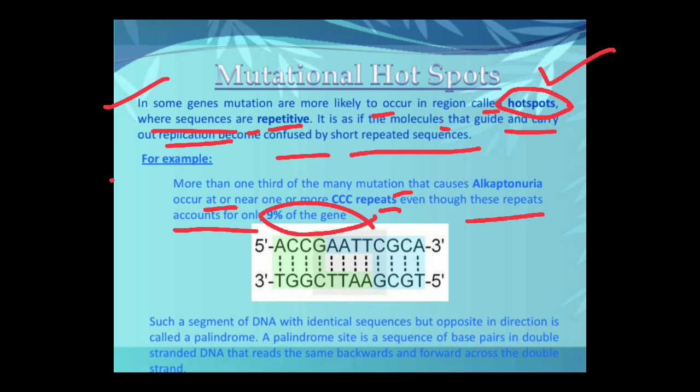Such a segment of DNA with identical sequences but opposite in direction is called a palindrome. A palindrome site is a sequence of base pairs in double-stranded DNA that reads the same backwards and forward across the double strand. This is an example of 3' and 5'. Palindrome I have already explained in the earlier lecture videos also.